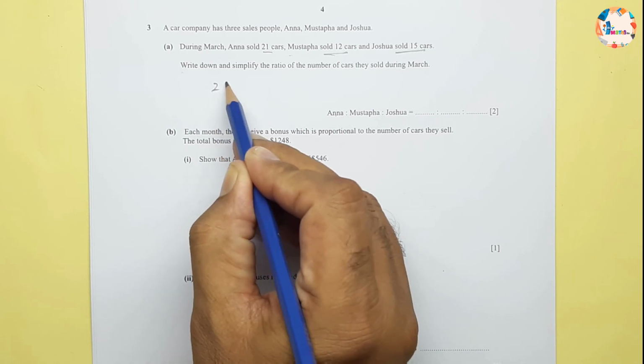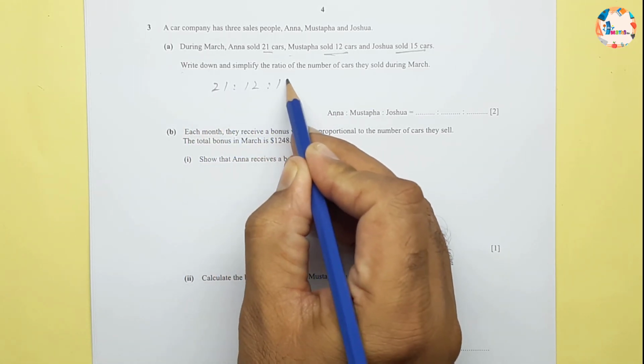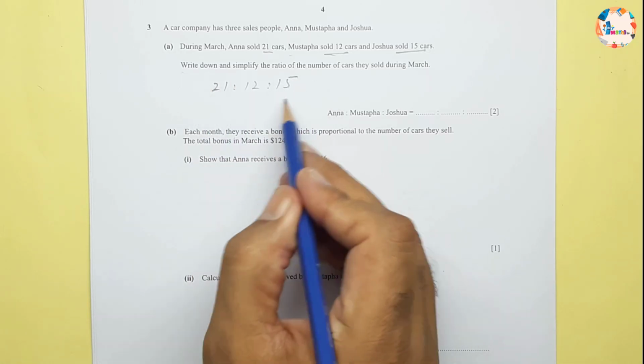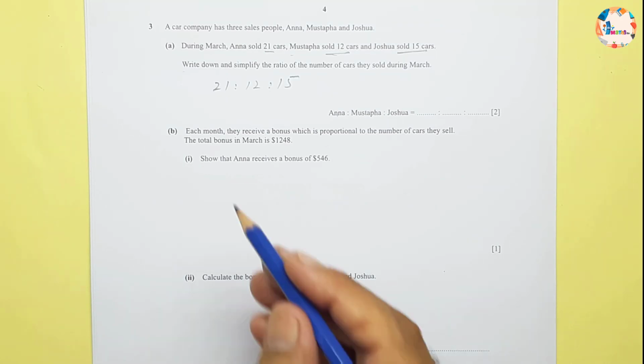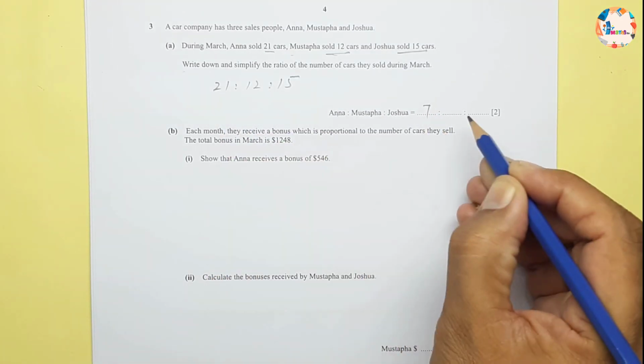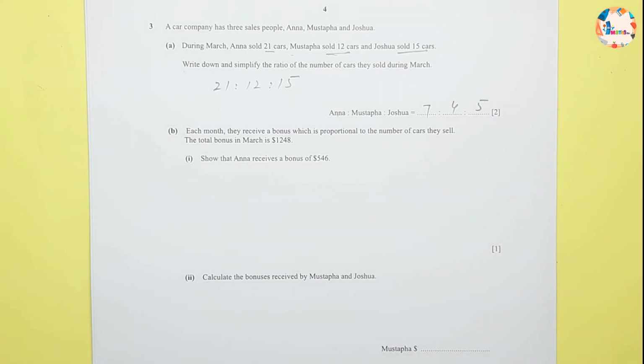So it will be 21 ratio 12 ratio 15. So all 3 numbers should be divisible, and they are divisible by 3. So we can write 3 7s are 21, 3 4s are 12 and 3 5s are 15. This will be the simplest ratio.